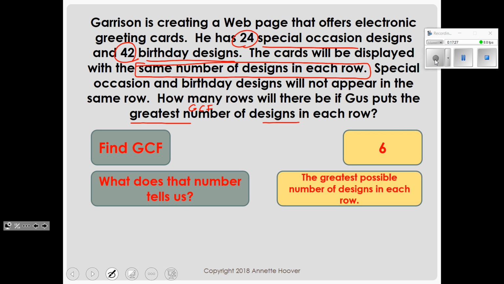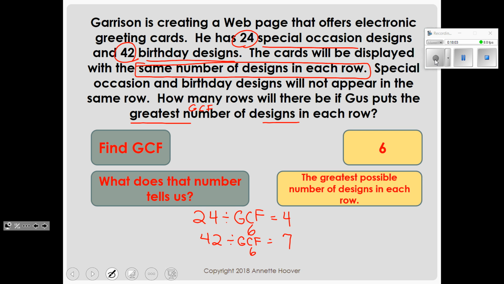The question was, how many rows will there be? Well, let's back up to the 24 special occasion cards. If there's 24 cards and there's going to be 6 in each row, how many rows of special occasion designs would there be? You simply take the 24 and you divide by the GCF, which happened to be 6. So there's going to be 4 rows of special occasion cards. For the birthday designs, there were 42, and we know that there's going to be 6 in each row. So again, we divide by the GCF, which is 6. So that's going to be 7.